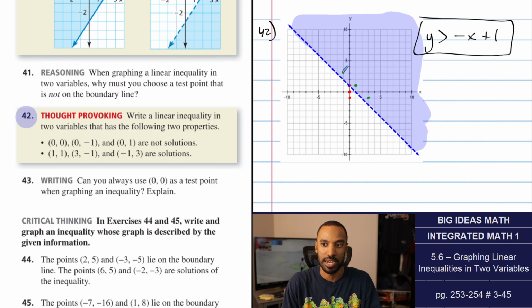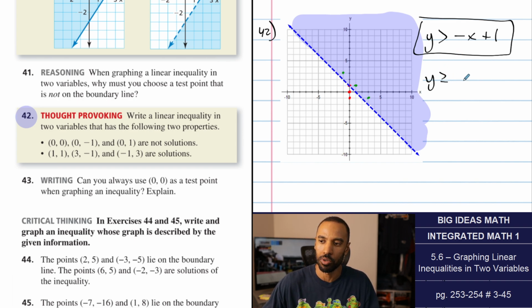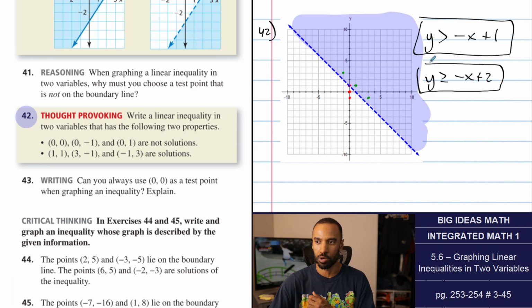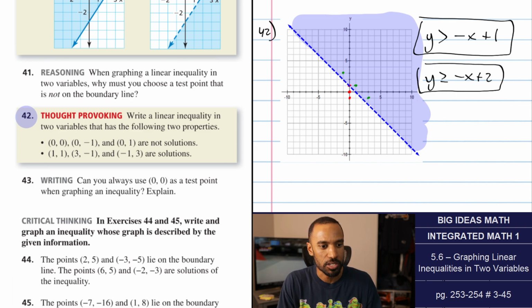Now that I see, I could have gone one up and I could have also done y is greater than or equal to -x plus 2. If the y-intercept's on there, then these are actually on the line like that. So this also would have been a good one. Sorry about that. Fixed it.